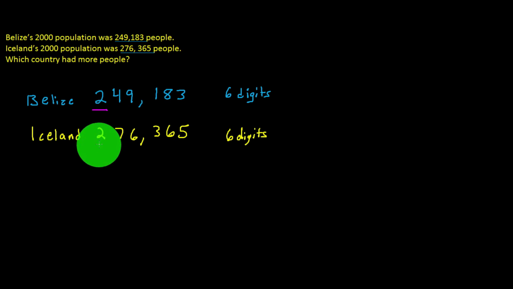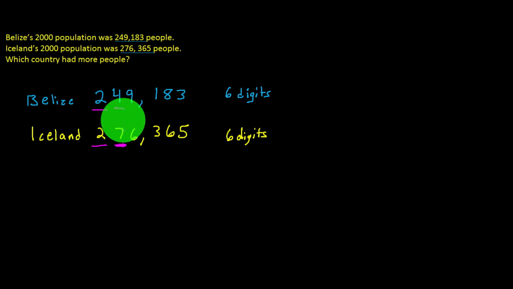Okay, so the trick here is to start at the place value that's furthest to the left, and determine if one of the digits is larger than the other. If it is, that entire number is going to be larger than the other. However, in this case, I have a 2 in both of these place values. Therefore, I can't determine whether Belize or Iceland has a larger number. So I've got to move down to the next place value to the right, the 10,000s place value now. And I'm going to continue doing this until I run into a spot where one of the digits is larger than the other.